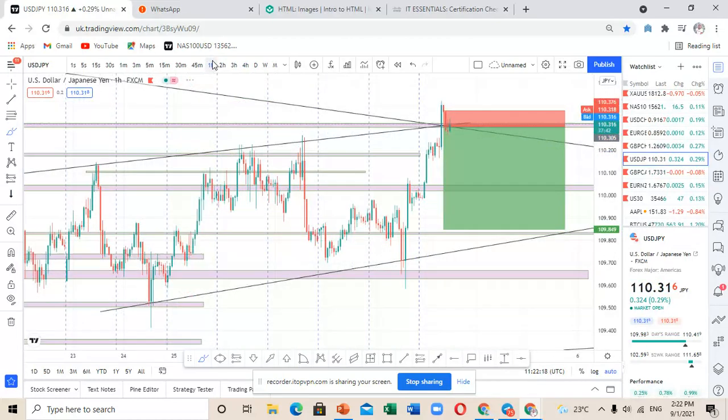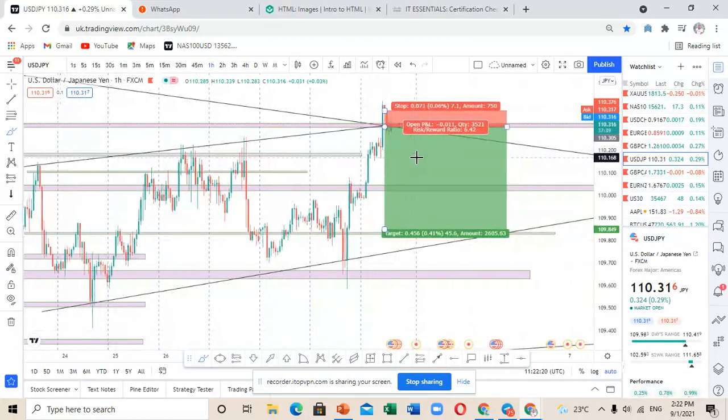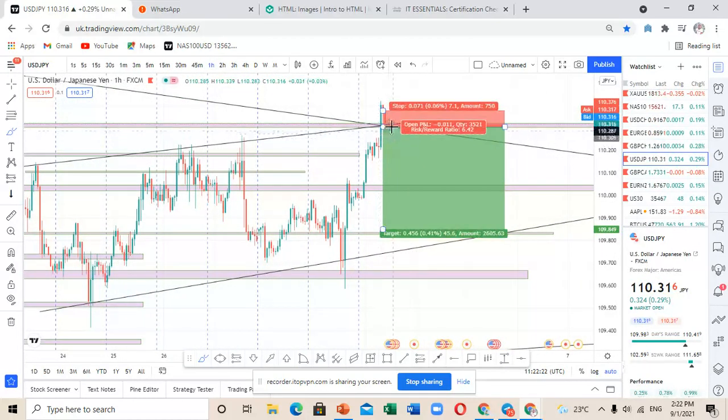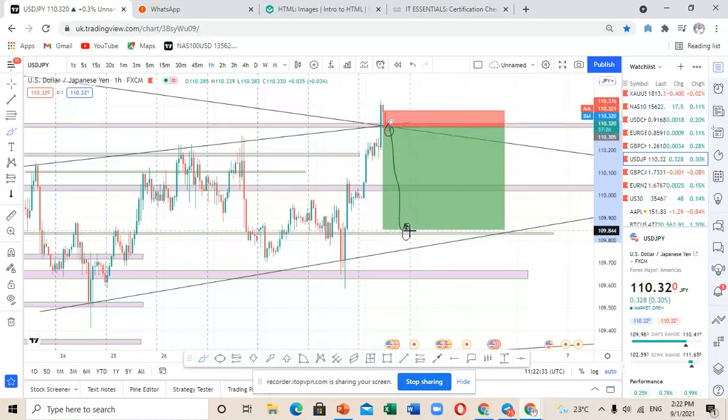Moving into the 1 hour time frame, I'm expecting that the markets are going to move from their current market position, that is at this point, to the downside to these new levels that are here to touch this point of support that is here.